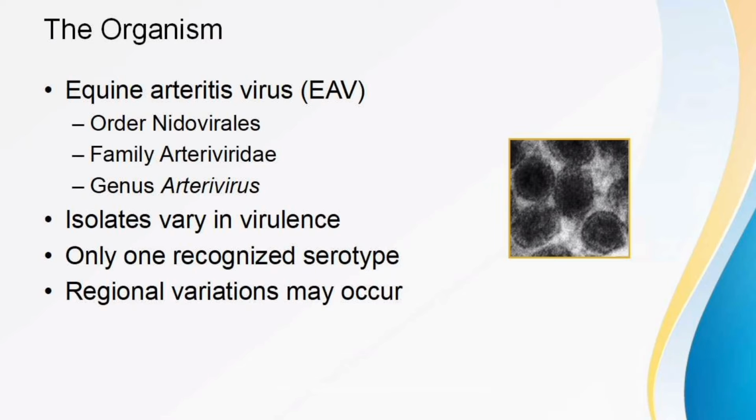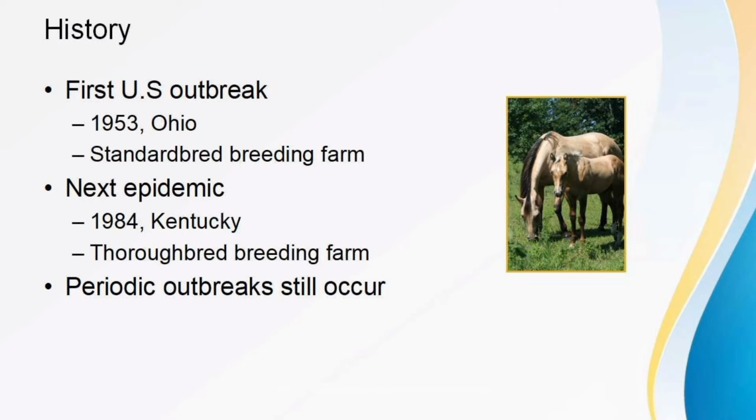The first virologically confirmed outbreak of this virus in the world occurred on a standardbred breeding farm near Bucyrus, Ohio in 1953. Little concern was expressed at that time. However, the disease was again thrust into the limelight following a 1984 epidemic on a large number of thoroughbred breeding farms in Kentucky. Periodic outbreaks still occur.